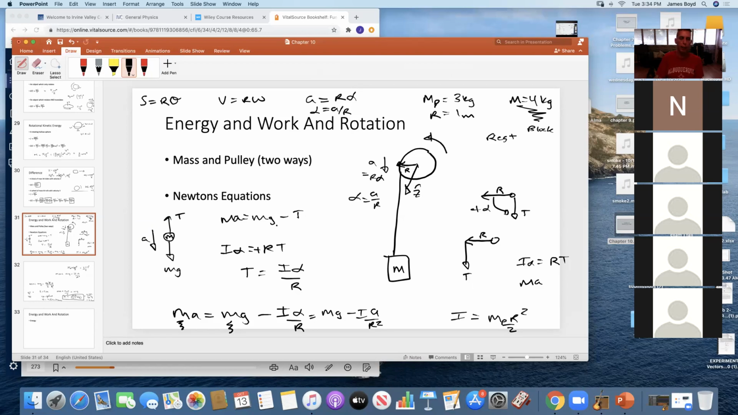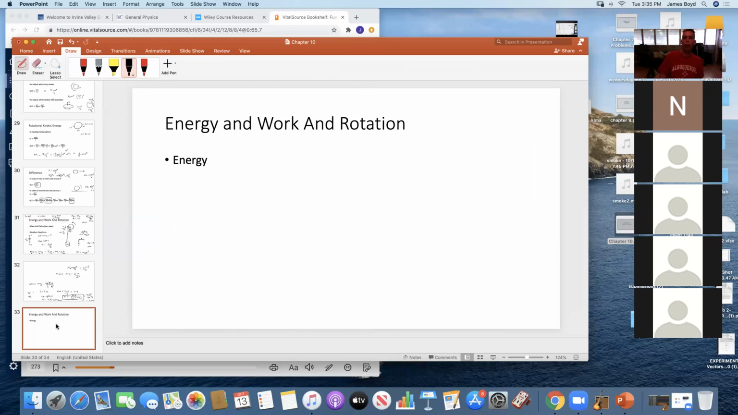I put it back in here, and then I had to substitute for alpha in terms of A, which I substituted A over R, and therefore I got everything in terms of the acceleration, the translational acceleration of the mass of the block down. Now, here's the fun thing though. I can do this a totally different way. This is why energy is so useful, okay?